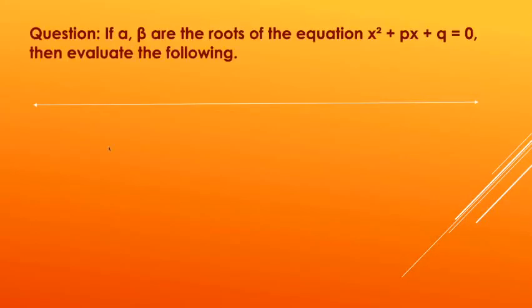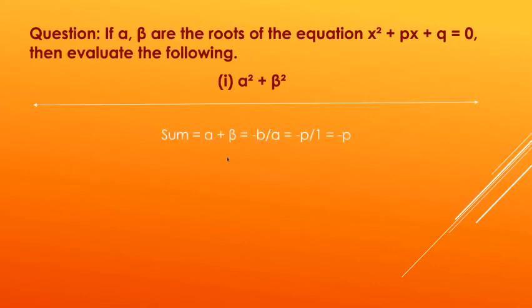We are going to start exercise number 2.4 today, and first we will do question number 1. The question is, if alpha and beta are the roots of the equation x square plus px plus q is equal to 0, then evaluate. Our first part is alpha square plus beta square.